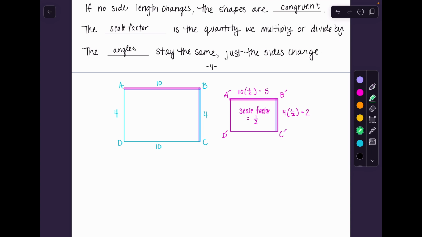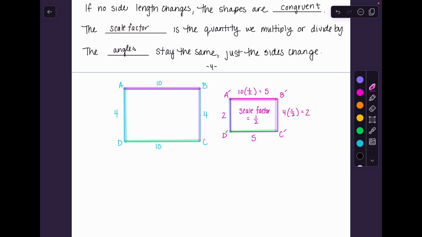And then I really don't need to do any work for these ones because they are the same. If I take 10 and multiply it by 1/2 again, this side is 5. And then for the last side, this side is 4. So when you multiply it by 1/2, this side is also going to be 2.